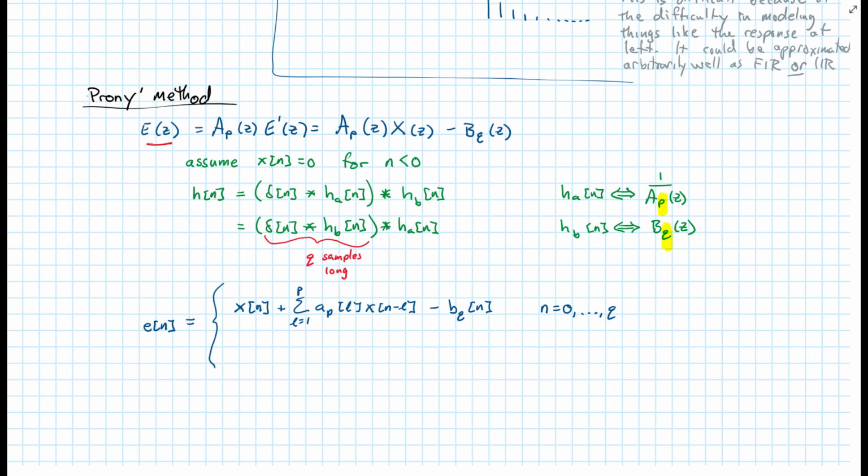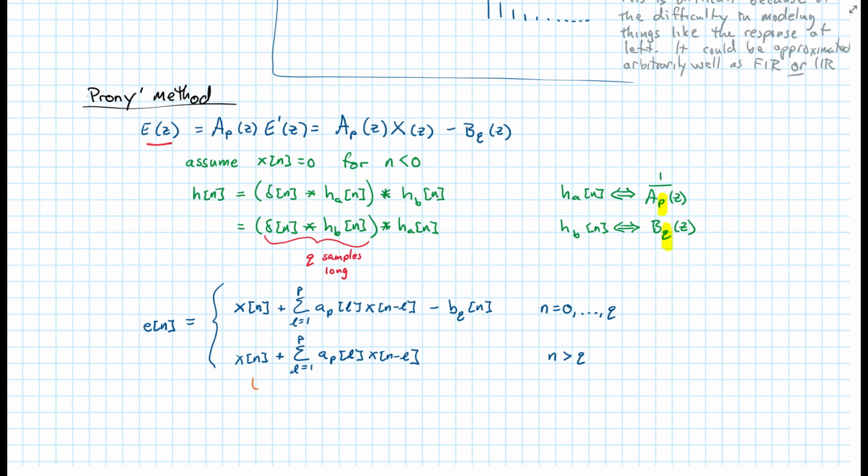Then, after that, we no longer have this b. It's going to just disappear. And so we're going to have x of n plus the sum from L equals 1 to P of a_P of L x of n minus L, for n greater than q. Okay, a few things here.